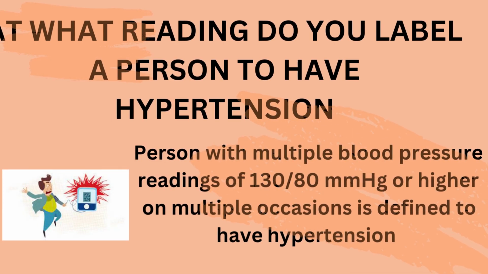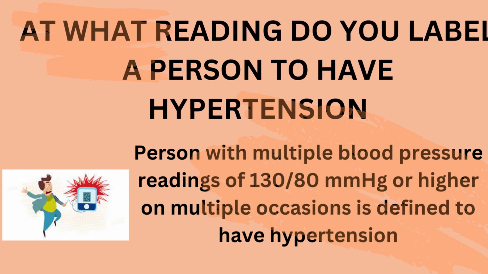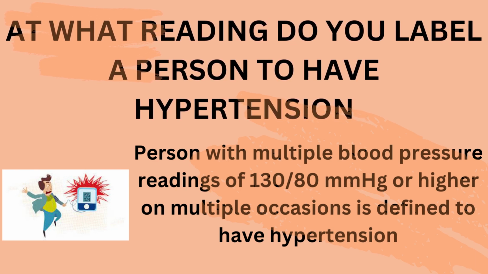At what reading do you label a person to have hypertension? A person with multiple blood pressure readings of 130 over 80 or higher on multiple occasions is defined to have hypertension.